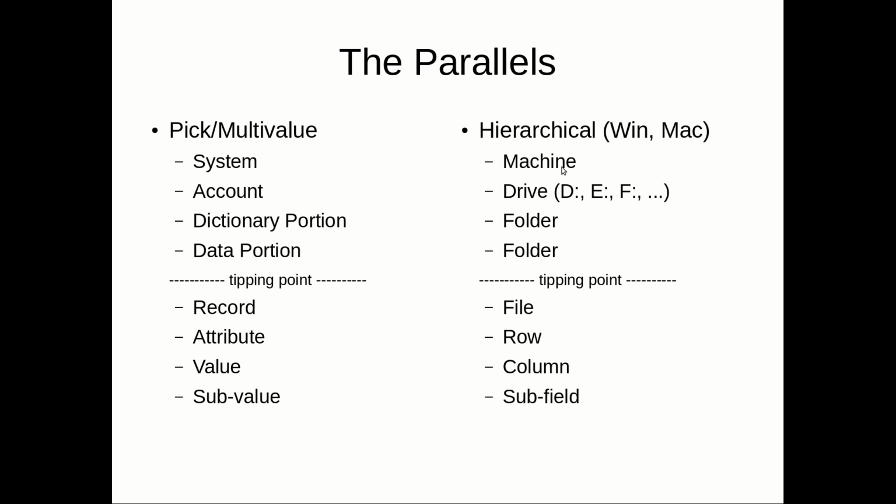You've got your system, which would be equivalent to the machine, and the account, which would be roughly analogous to a drive letter. The dictionary portion of a file is going to be a folder on a hierarchical system, and the data portion is going to be another folder. And then comes the tipping point. Then you have the actual records, which on a hierarchical system will be the file. Within the record, you're going to have the attribute, which would be a row or a line on a hierarchical system. Within the attributes, you have values, which will be the columns.